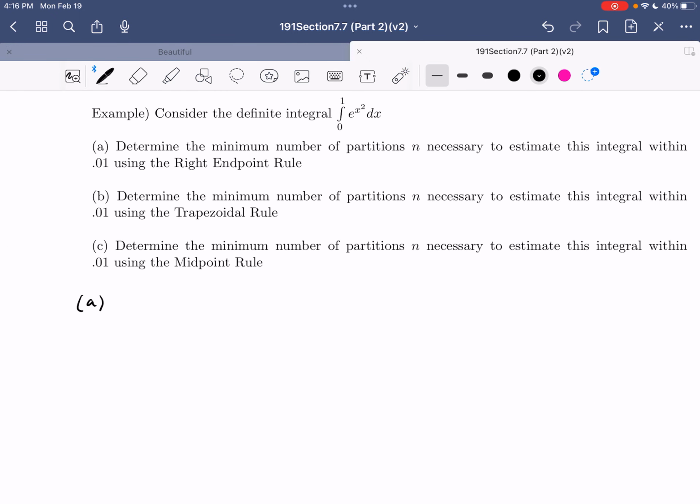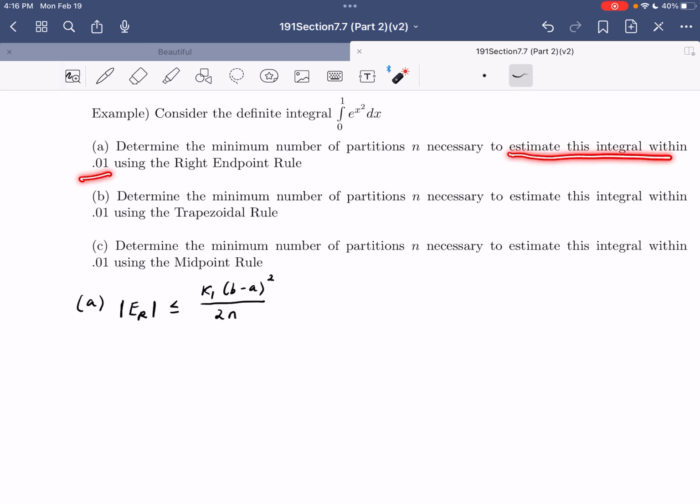So let's set that up. Let's remind ourselves that the error from the right endpoint rule is going to be less than or equal to k1 (b minus a) squared over 2n. Now, this is saying that the actual error is going to be less than this. And we want the error to be within 0.01. So we want to make sure that our error is less than 0.01.